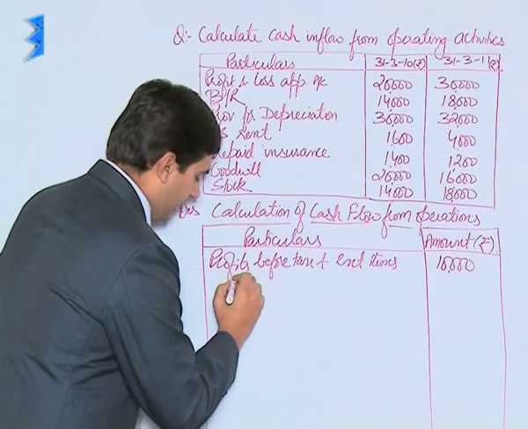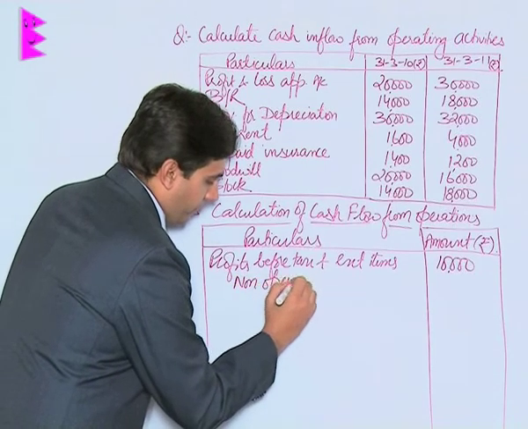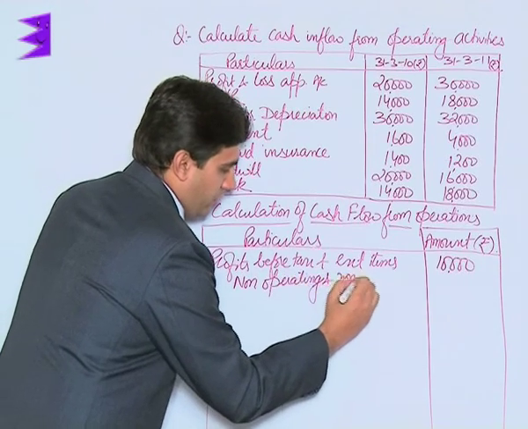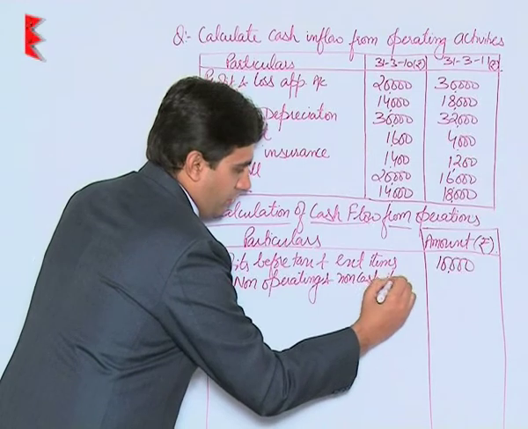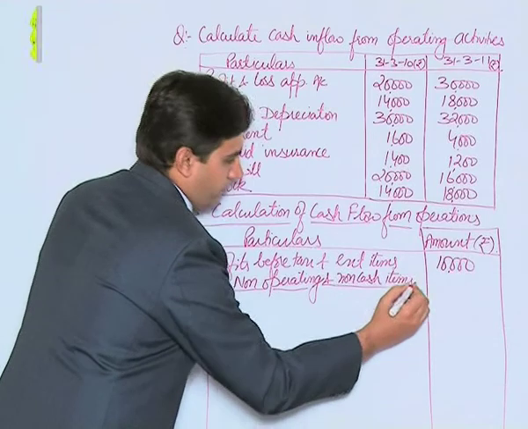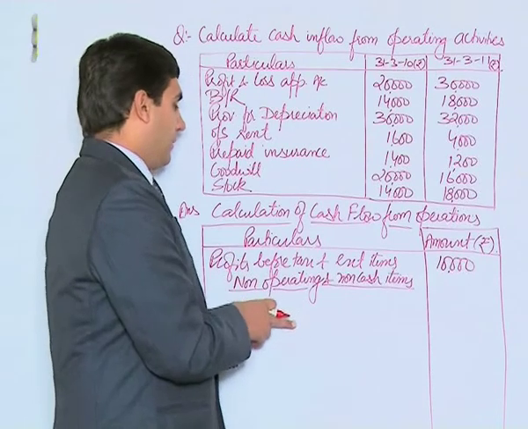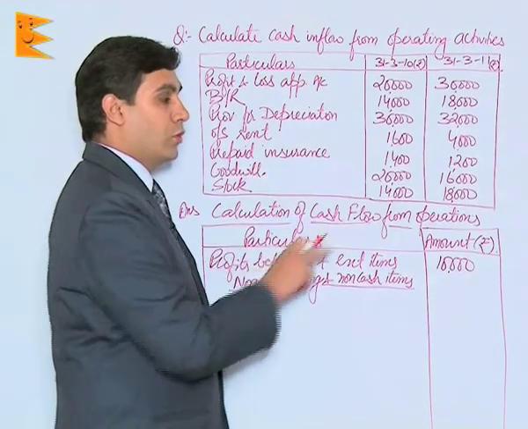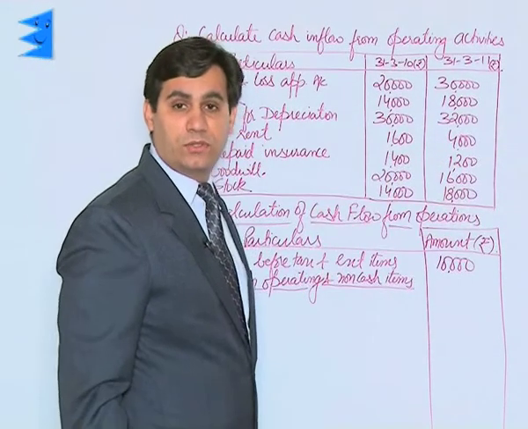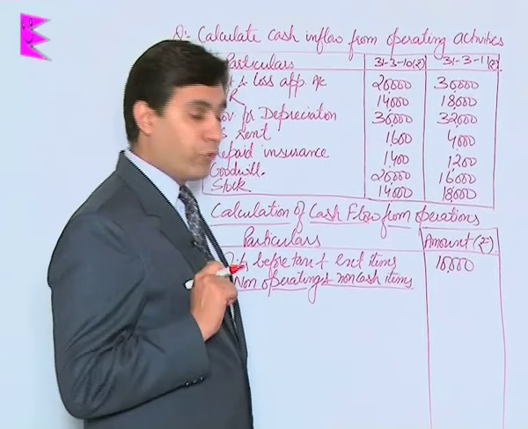Now to this amount we will adjust non-operating and non-cash items. Non-operating activities. Remember students, here we have goodwill. Goodwill in the previous year was worth rupees 20,000 and in this year the value is 16,000. That means we have written off goodwill to the extent of rupees 4,000.